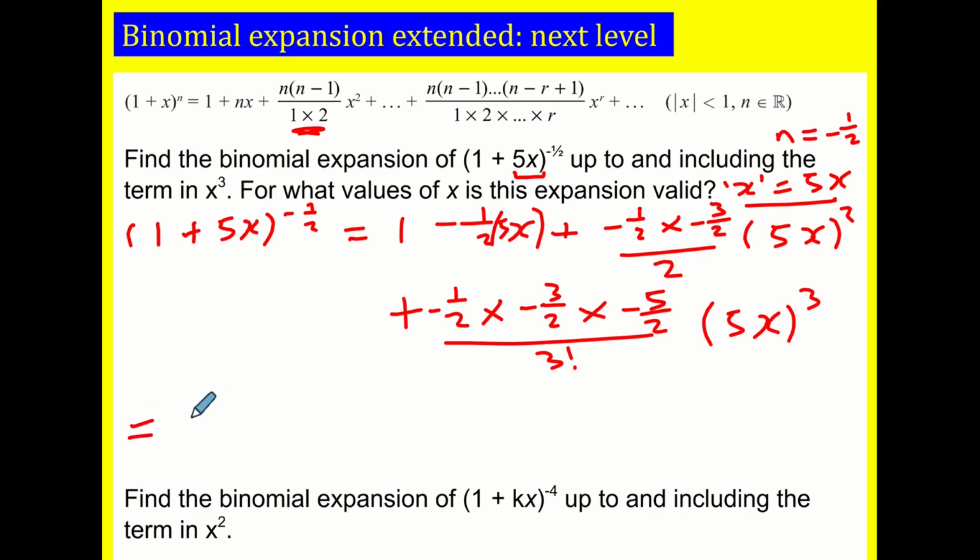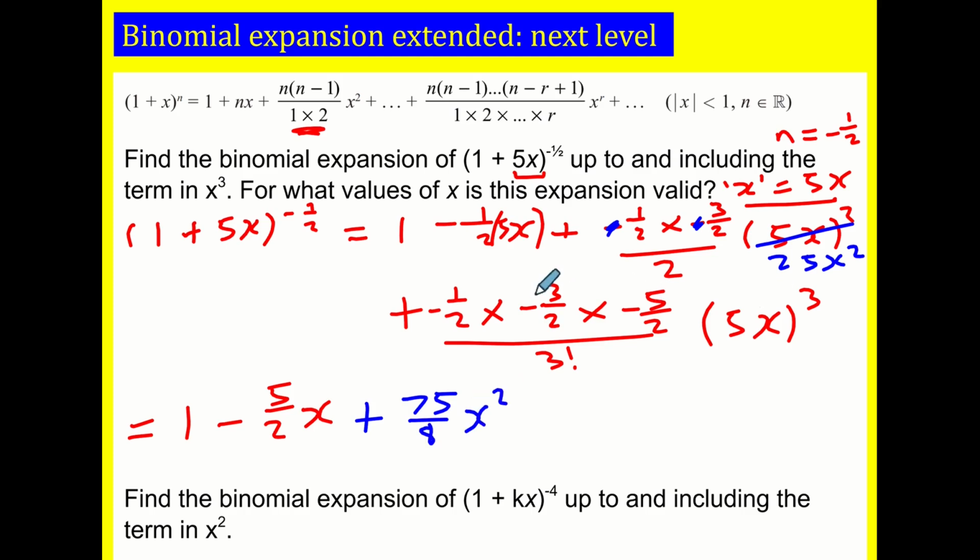The first two terms are quite easy to write down. It's going to be 1 minus 5 over 2 x. This next term, I'm going to get 25x squared, and then I'm going to times it by 3, that will give me 75, and then I'm going to divide by 2 three times, so it's going to be 75 divided by 8. I've got a double negative, so actually I'm going to get plus 75 over 8 x squared.